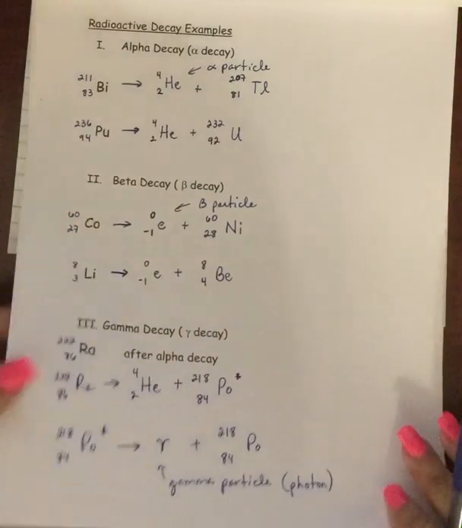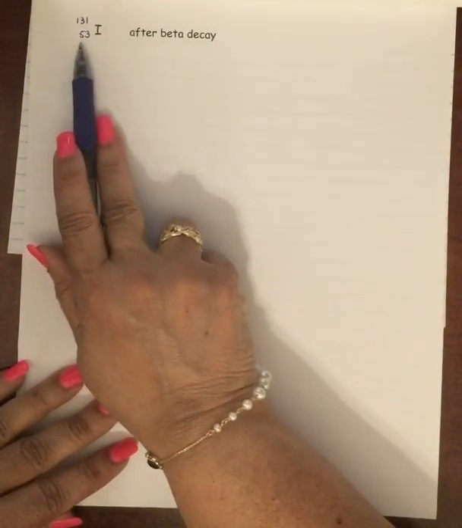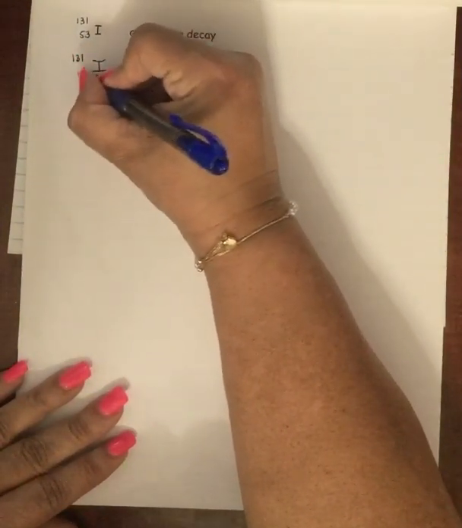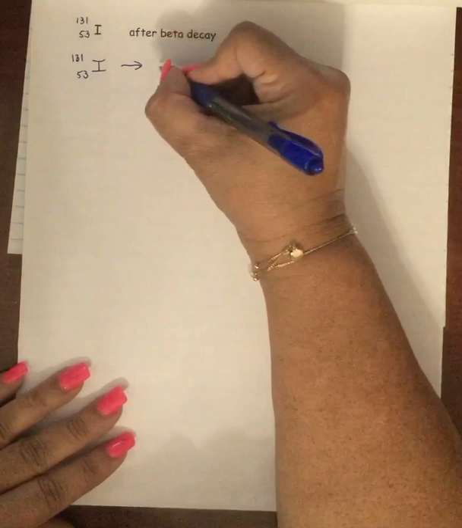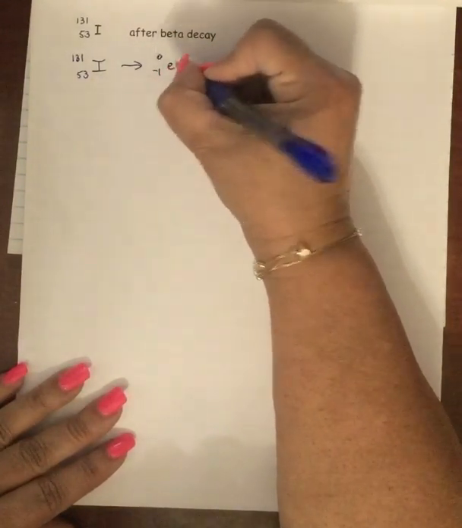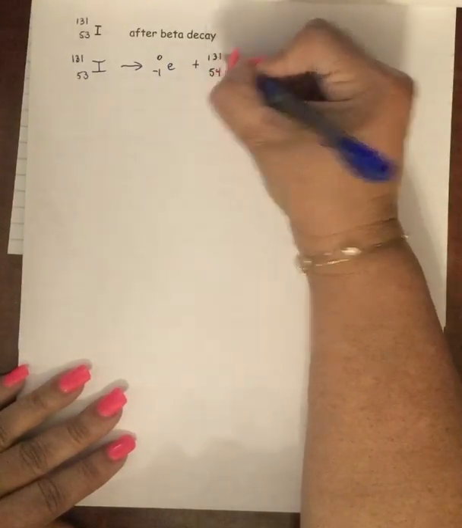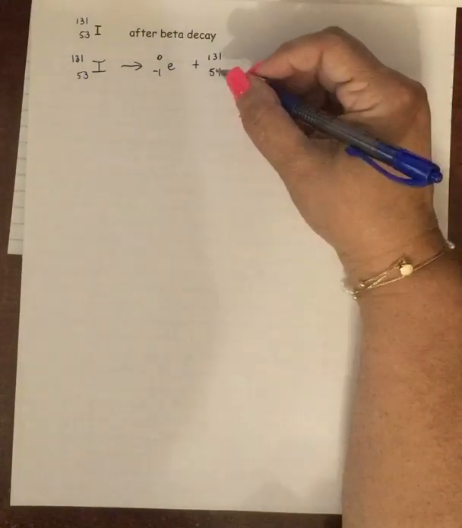All right, let's do a second example. Let's look at beta decay. 131, 53, iodine. We're starting out with iodine, and it's going to go through beta decay first and then gamma. So 131, 53 is going to beta decay, which means it's going to give off an electron. So its atomic number is going to go up by 1. Mass number stays the same. Its atomic number is 54 now. So 54 is xenon.